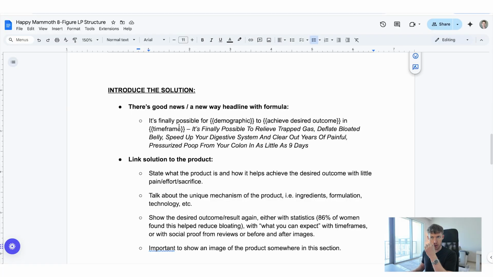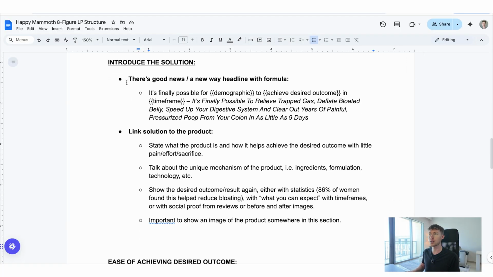So what do we do after this? After we've educated the customer on the problem, it's time to introduce our solution, right? Because we've primed them and we've talked about the root cause, we've broken down some limiting beliefs, some existing beliefs that the customer has, and now we're in a perfect position to introduce a solution, which is our product. So the way that Happy Mammoth are doing this is they're always starting with a "there's good news / a new way" headline with the following formula, right? It's finally possible for demographic to achieve desired outcome in time frame. It's finally possible to relieve trapped gas, deflate bloated belly, speed up a digestive system, and clear out years of painful pressurized poop from your colon in as little as 9 days, okay?